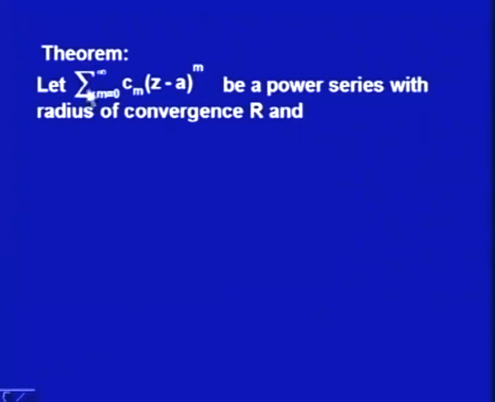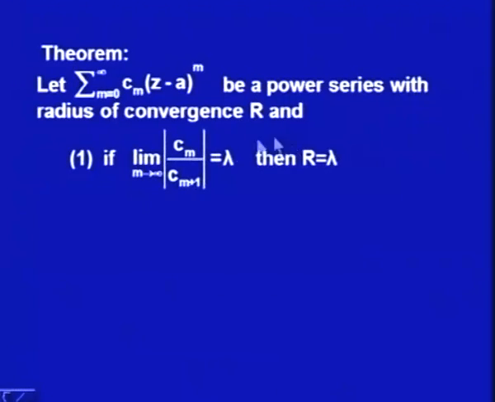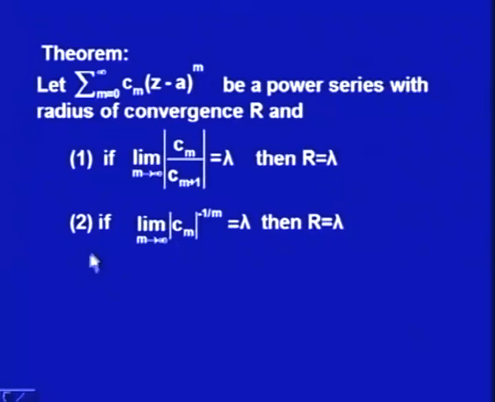So, this theorem says that if we have a power series centered at a with radius of convergence r, and the series is such that the limit as m tending to infinity of Cm over Cm plus 1 is equal to lambda, then the radius of convergence of the series is lambda. Also, if the limit as m tending to infinity of Cm raised to power minus 1 by m is lambda, then again the radius of convergence is lambda. I am not giving the proof of these results.